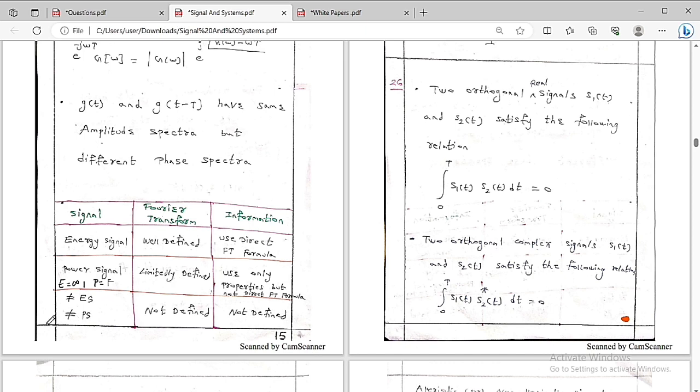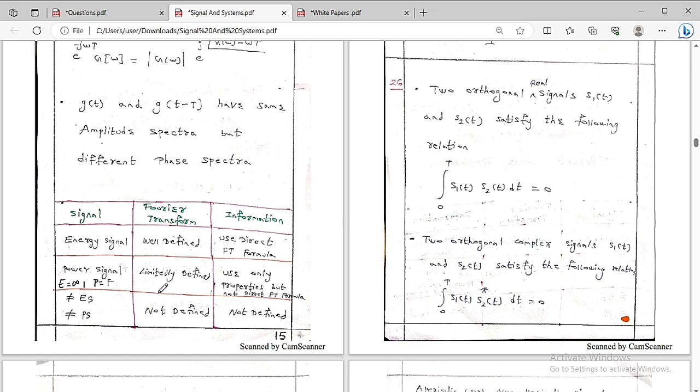Suppose a given signal is not an energy signal and not a power signal, then the Fourier transform is not defined. What I am trying to tell you is, if a given signal is an energy signal, meaning it is absolutely integrable, then the Fourier transform is well defined for each and every value of omega, and you can use the direct Fourier transform formula. Take the f of t and get the value of F of omega with the help of the Fourier transform.